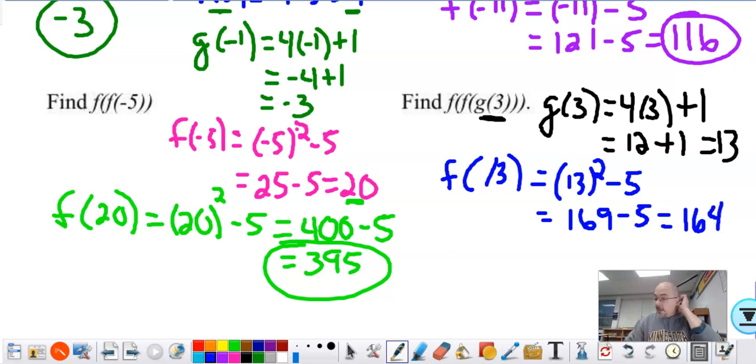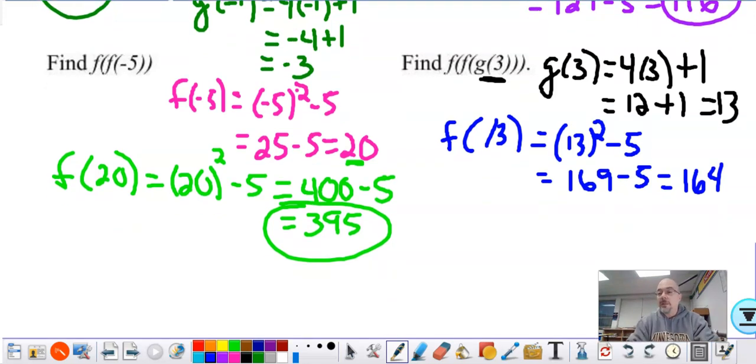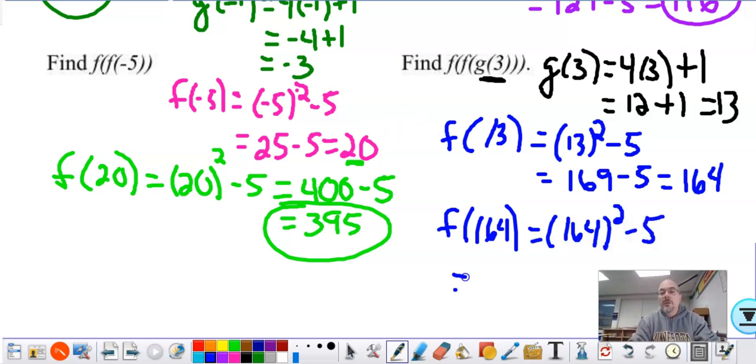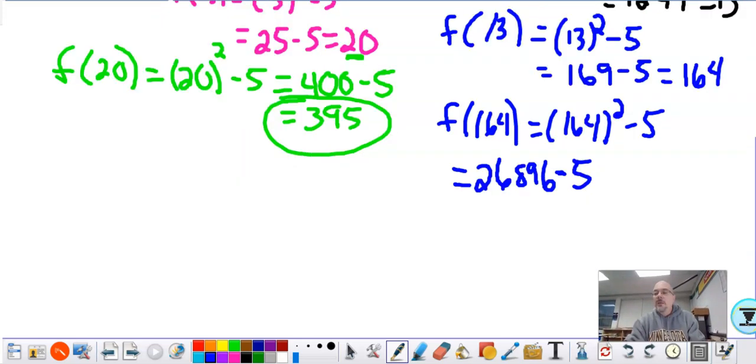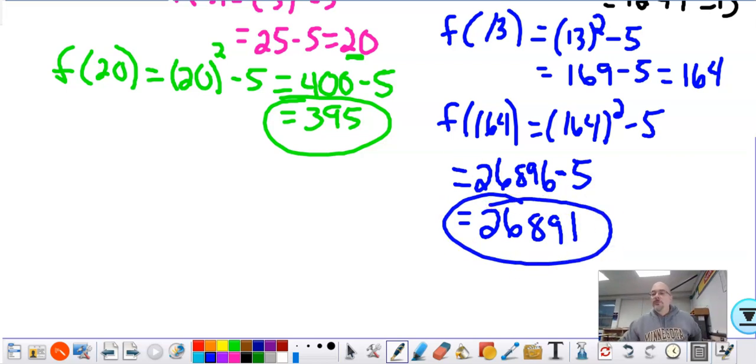Okay, but I'm not done because I've only done 2 substitutions and I've got 3 functions here. So now I'm going to take that, ladies and gentlemen, and I'm going to plug that in again. So now I'm going to do the function f again of 164, which will be 164 squared minus 5. Okay, well, I can't do 164 in my head squared. So 164 squared, that is, wow, 26,896 minus 5. And that's going to go ahead and be 26,891. And that is our final answer for that one.